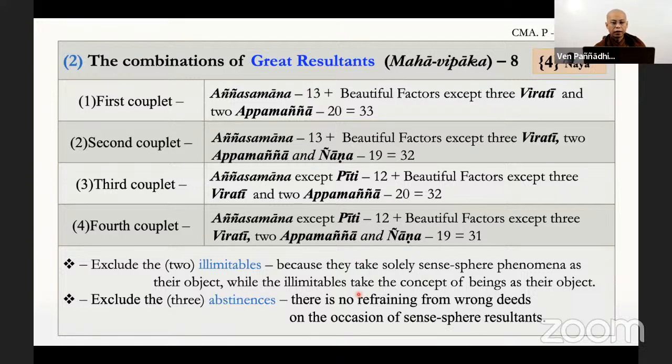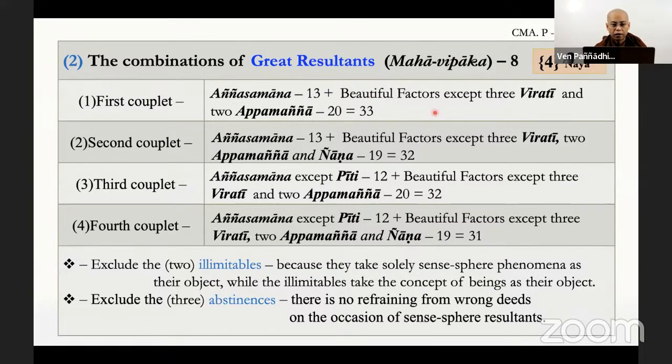So in that moment, there's no refraining. Deliberately refraining is impossible at the moment of great resultant consciousness. So avoiding wrong or performing right is impossible. That's why it does not have the nature of Virati. It cannot match with the nature of Virati. So Virati always becomes an exception in the case of great resultant consciousness.